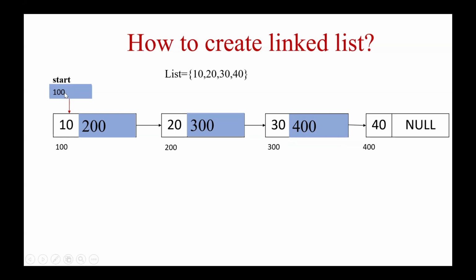We have the starting address in the array. So in this case, what happened? If we know the starting address, that is 100, from 100 we can reach all the elements present in the linked list. This is the main thing about the linked list: we only have to remember the starting address. From the starting address, we can traverse to all the nodes present inside the linked list.